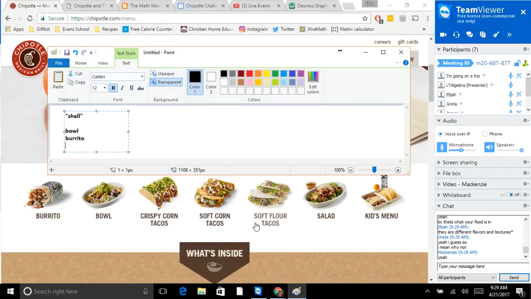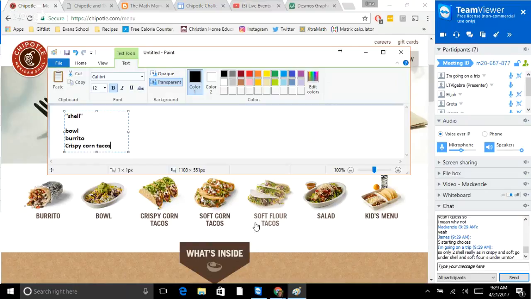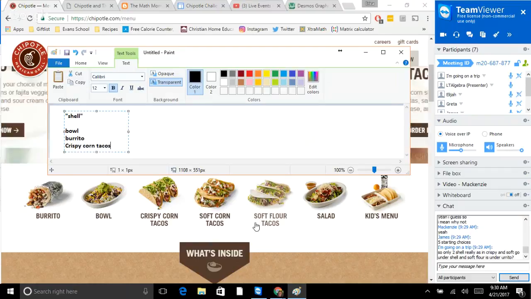All right, so let's count crispy corn tacos. I know, so only two shells really, as in crispy and soft, go under shell. Yeah, but they're different, right? One is corn and one is flour. So if you have a gluten allergy, you can eat the soft corn tacos, but not the soft flour tacos.